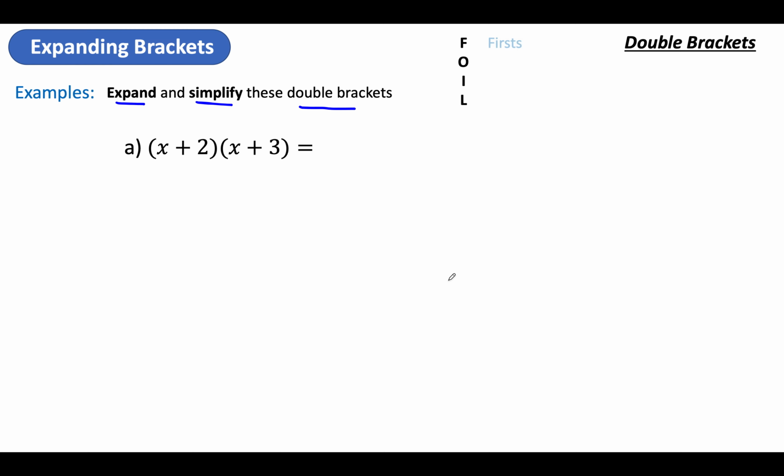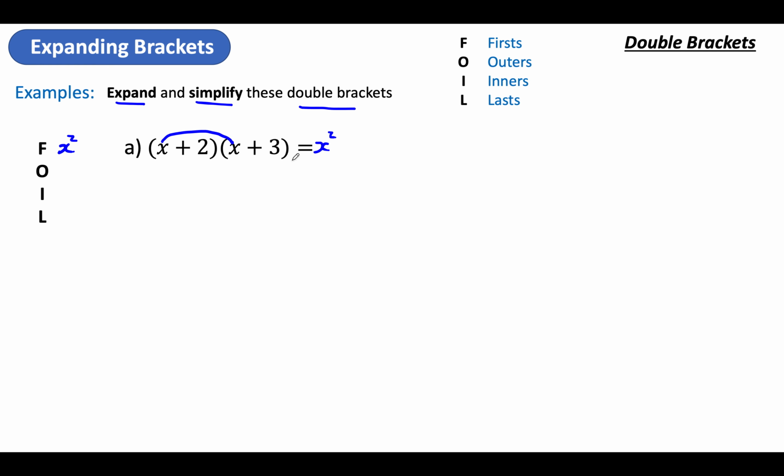And FOIL stands for firsts, outers, inners, and lasts. Right, so if you're doing a question and you like using the FOIL method, you just write FOIL down, and this is what we do. Right, first, so multiply together the first thing in each bracket. So that would be the x times by the x, and that gives you x squared. Okay, now in my method, I would just write the arrow, and then I put x squared over here. But FOIL is a really good method too.